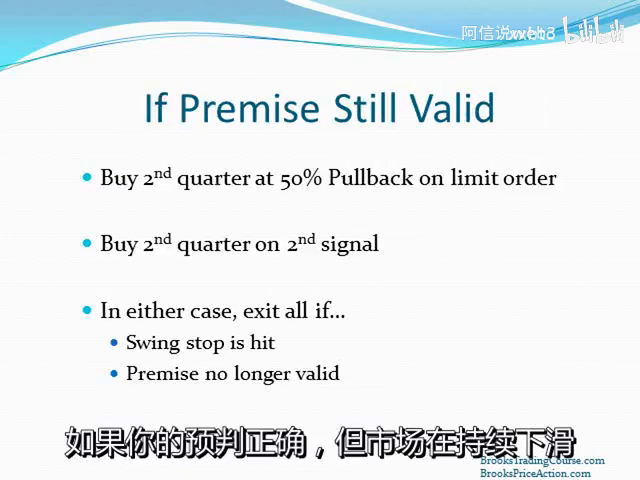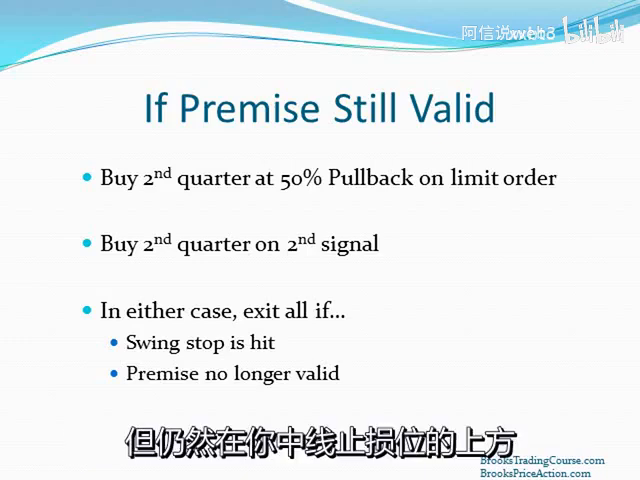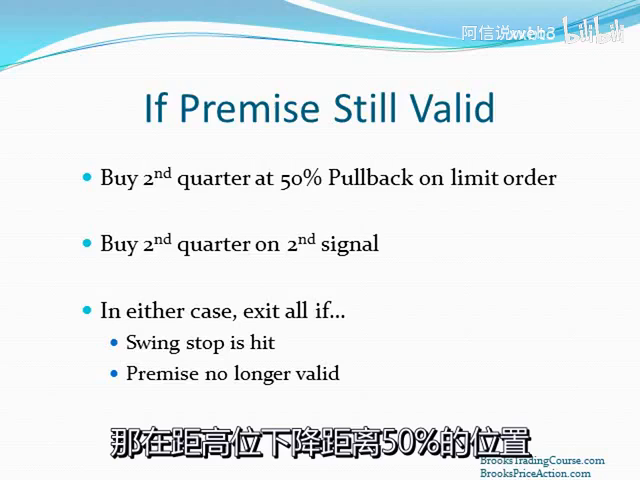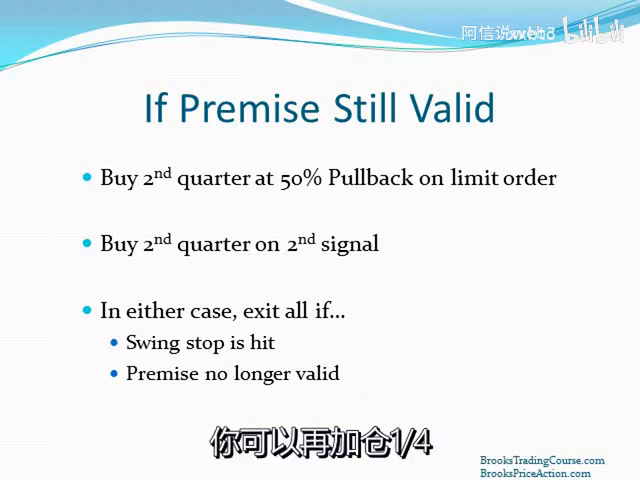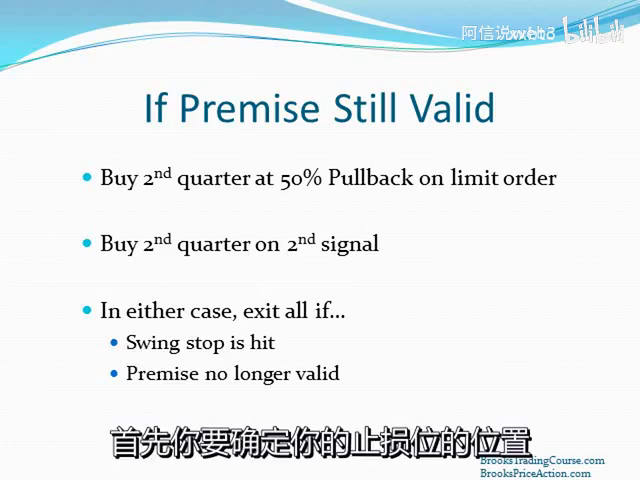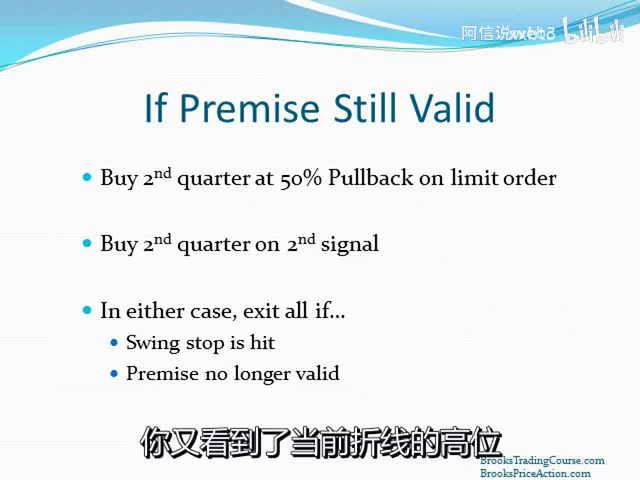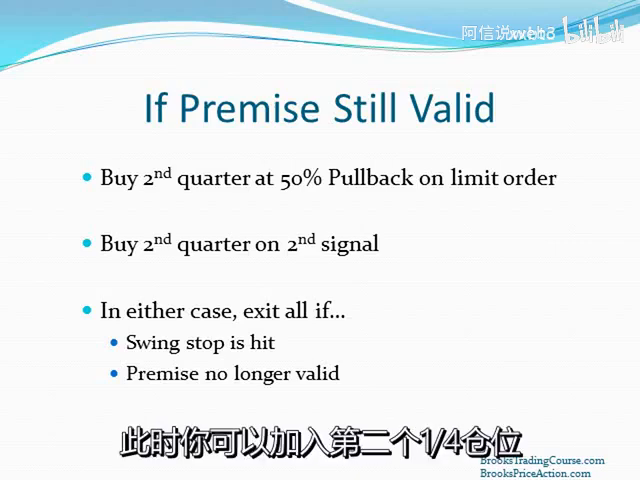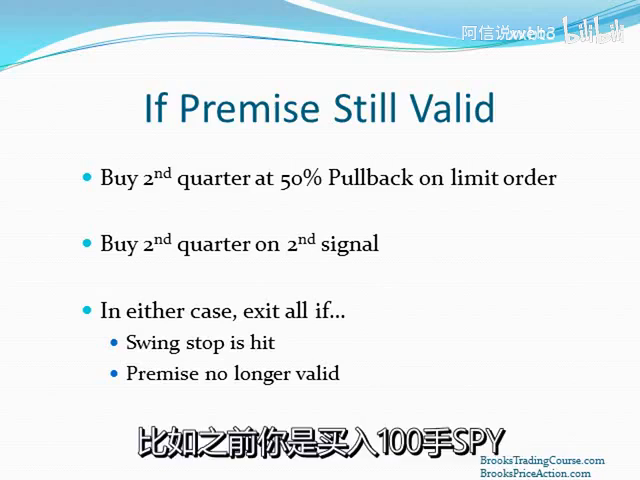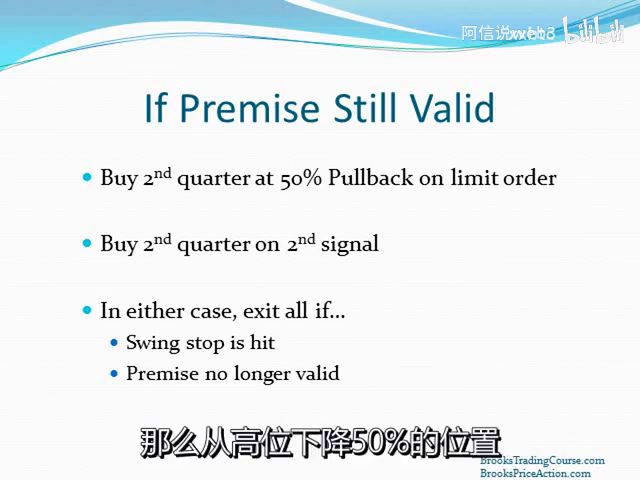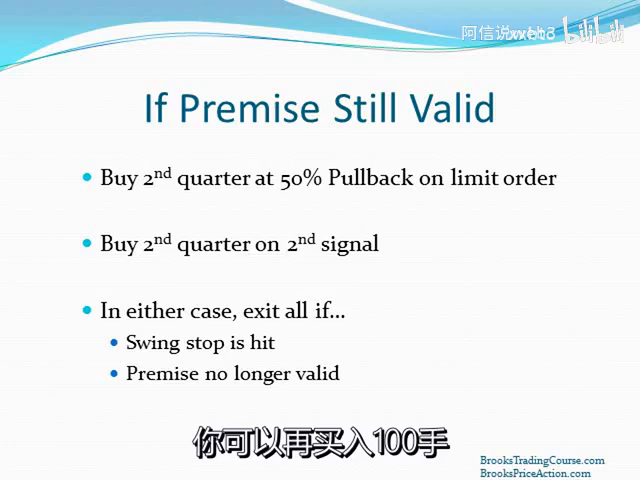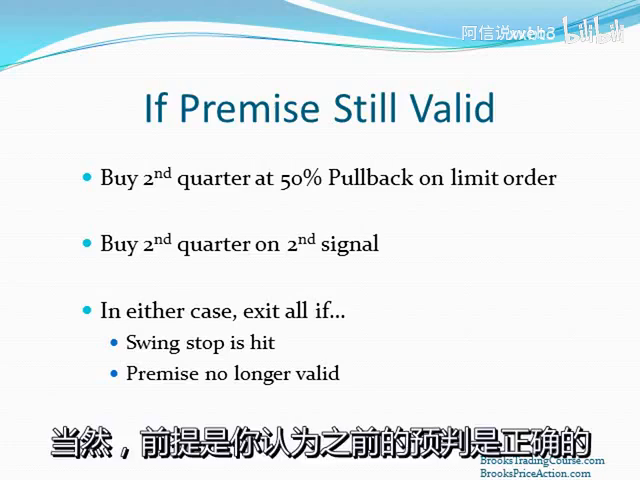If your premise is still valid and the market continues to fall, but it's still above your swing stop, you can buy that second quarter at a limit order at 50% down from the high. So you see where your stop has to be, which is probably the most recent high or low, and you see where the high of this current leg is. The market's pulling back from that. You can add a second quarter. In other words, if you normally buy 100 SPY, you would buy another 100 SPY at 50% down from the high, assuming again that your premise is still valid.